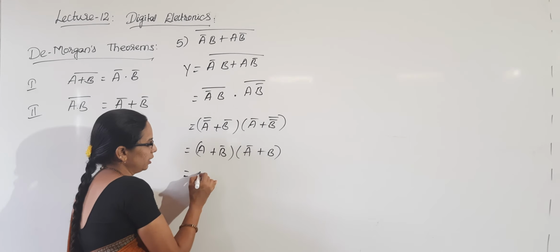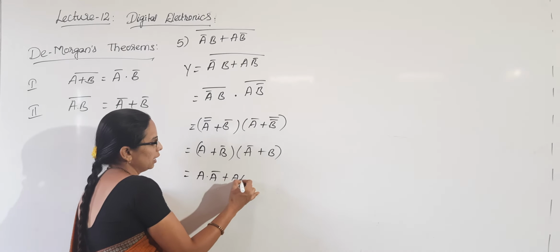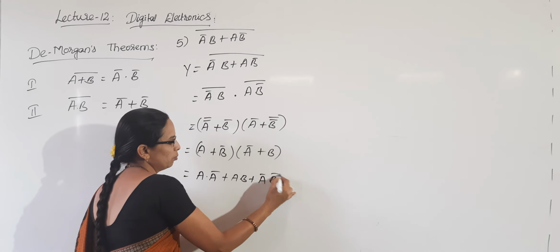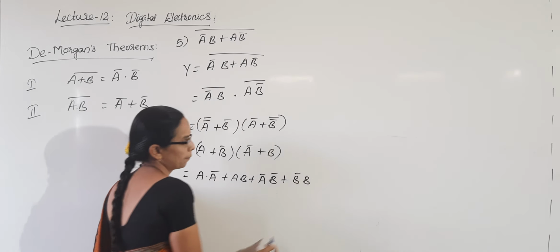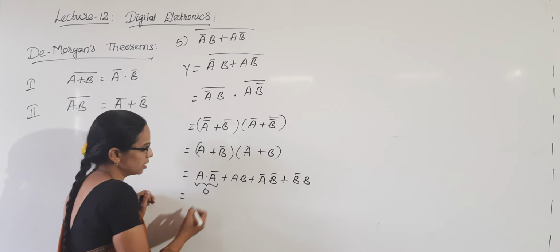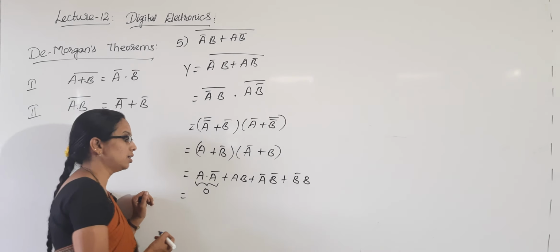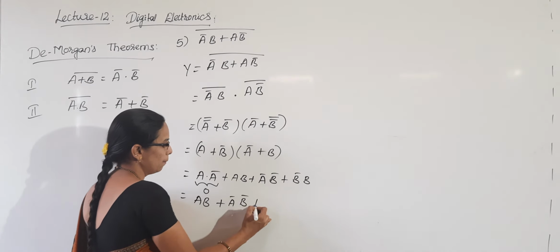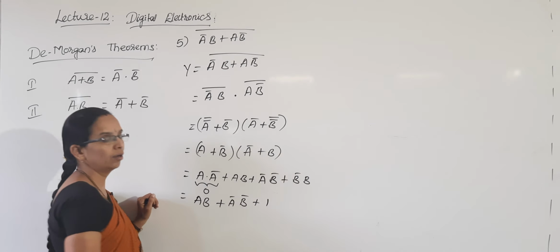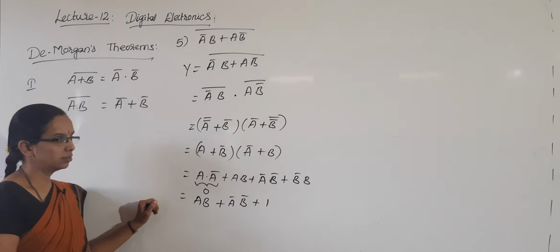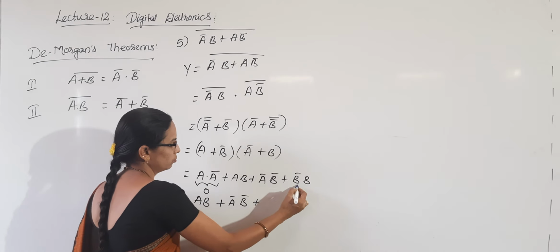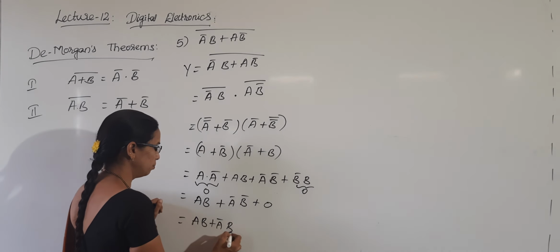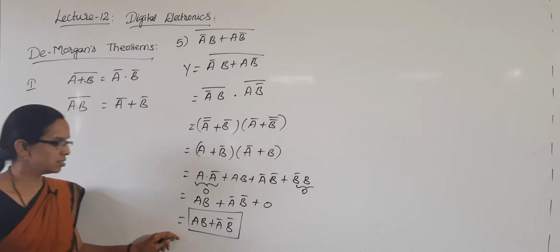Here if I expand it, A into A bar plus AB, B bar into A bar can be written as A bar into B bar plus B bar B. A into A bar will be 0 according to the AND operation. So it is AB plus A bar B bar plus B into B bar. B into B bar will be again 0. So AB plus A bar B bar will be the simplified one.